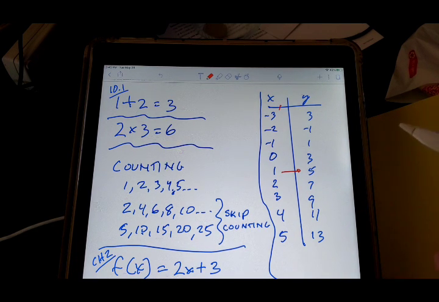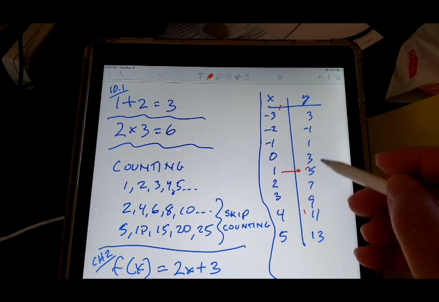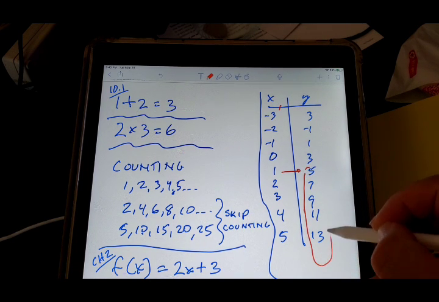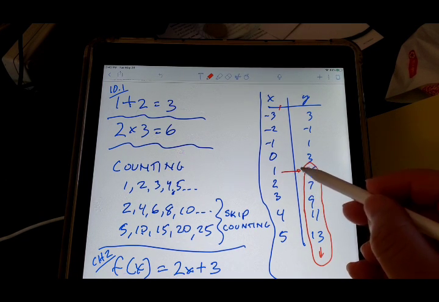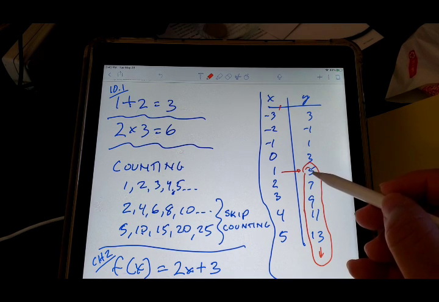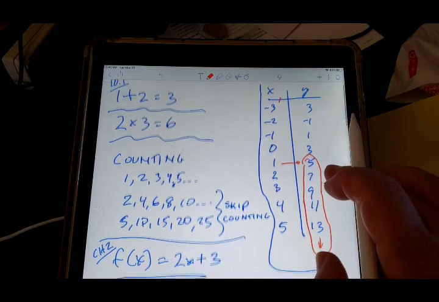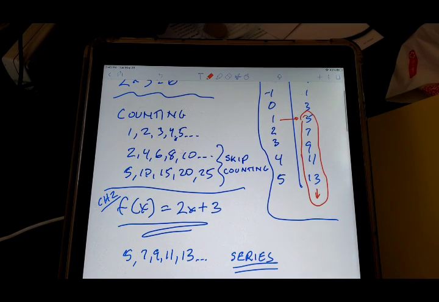So here's what we're going to do in chapter 10. We're going to get rid of all of this table except for this. Starting at 1, or starting when x is 1, and we get 5, 7, 9, 11, 13. We're just going to make a list out of that. And so this list is that list, and we call it a series. So that's what we're going to talk about.